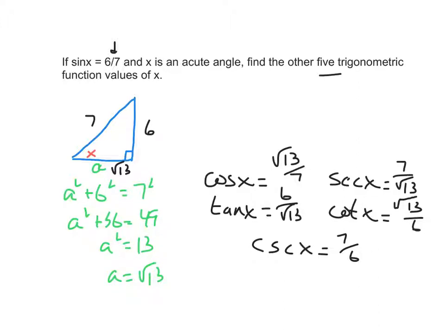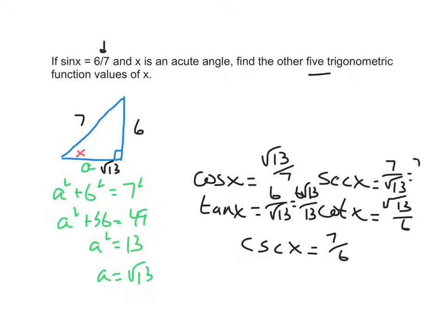Now, 2 issues here. They're not going to let you leave the radicals in the denominator, so I'm going to go ahead and rationalize those. So really this one is 6 root 13 over 13. And the secant one is really 7 root 13 over 13, like we rationalized those earlier.